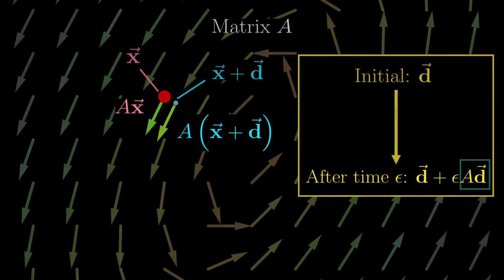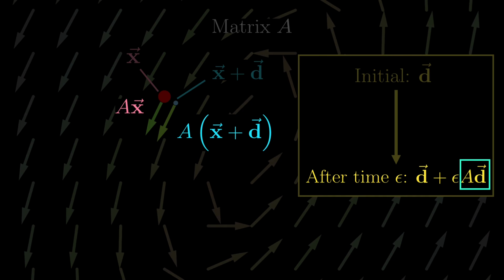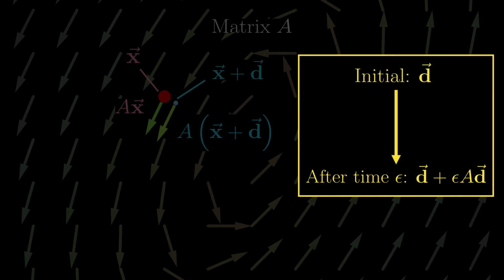Here, ad is the difference in their velocities, or the rate where they drift apart. However, notice that there is absolutely no x here. This result does not depend on x.